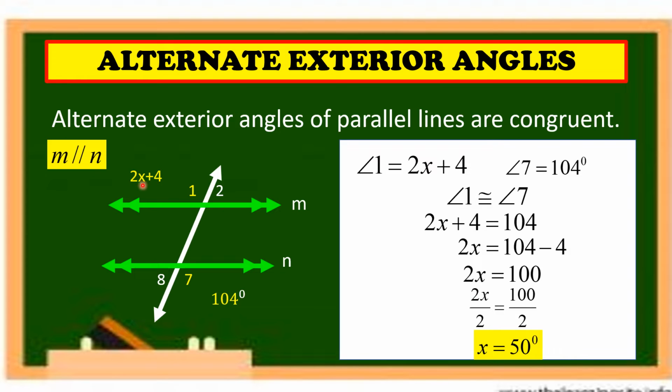So this is 2x plus 4. 2 times 50 is 100, plus 4 is 104. If angle 1 is 104 degrees, what is the measure of angle 2? That is 180 minus 104, that is 76 degrees. If angle 2 is 76 degrees, what is the measure of angle 8? The measure of angle 8 is also 76 degrees.